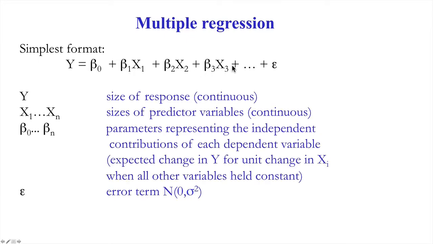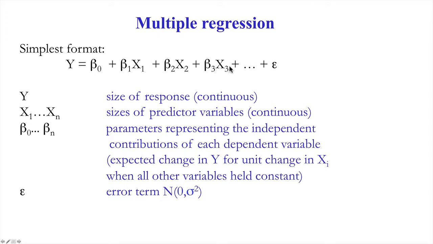In multiple regression, what we have is an extension of linear regression. We have a continuous response, an intercept, and a gradient with one continuous predictor, but then we can add more continuous predictors to our overall model. So y is a continuous response. The various x's here represent sizes of different predictor variables. They're all continuous. The beta coefficients refer to an intercept and then all of the gradients, each associated with these different predictors.